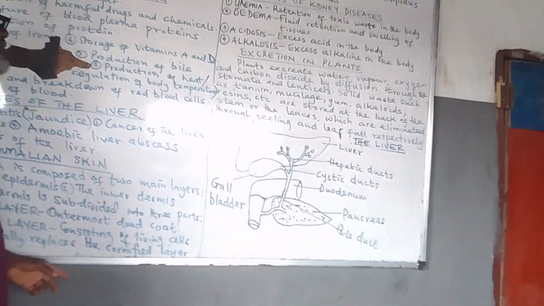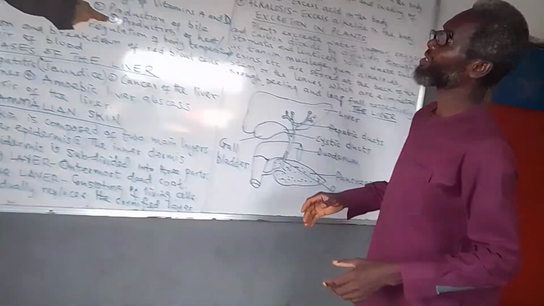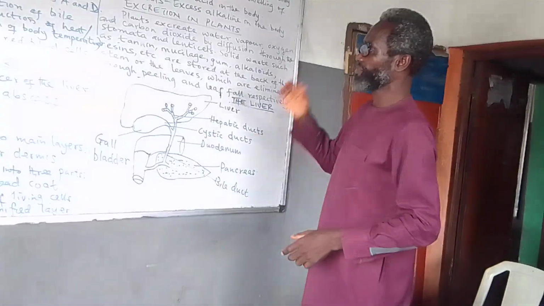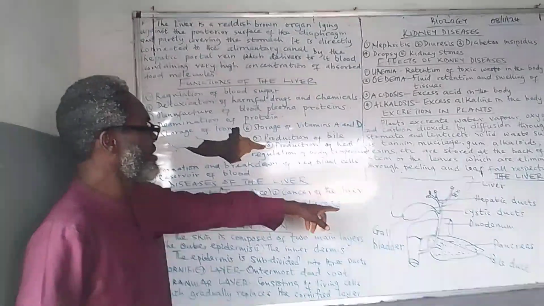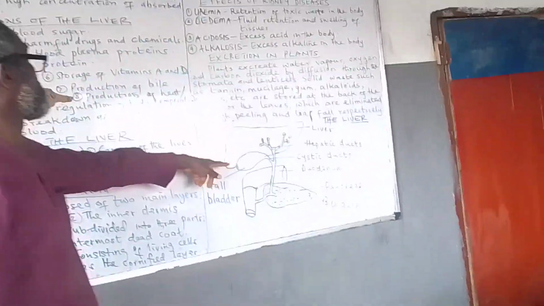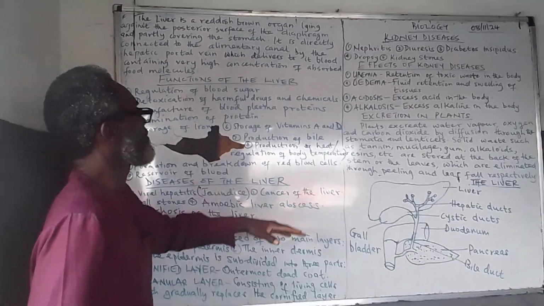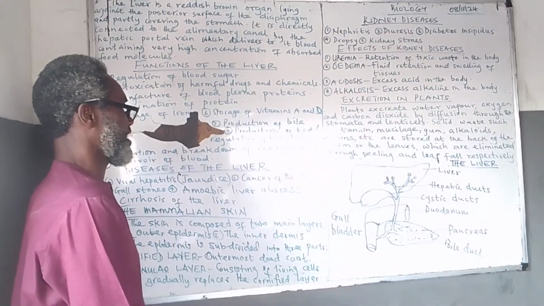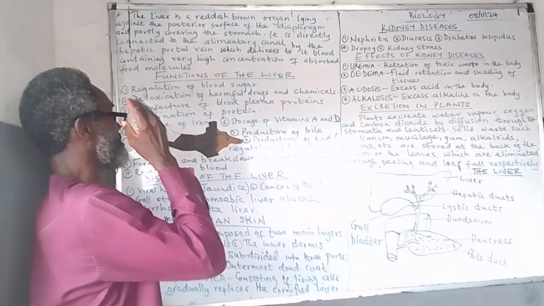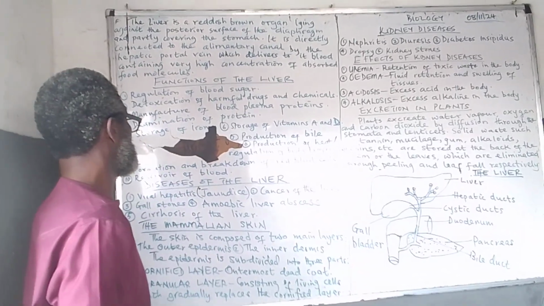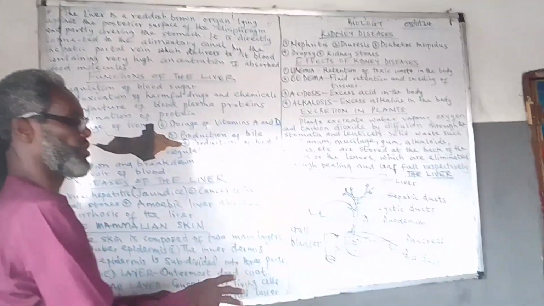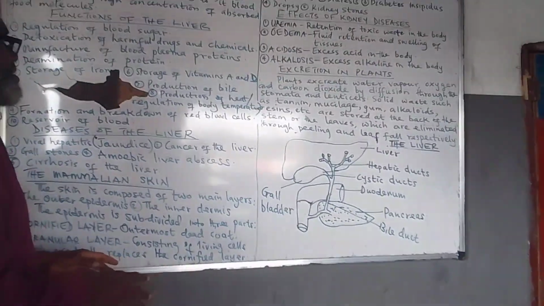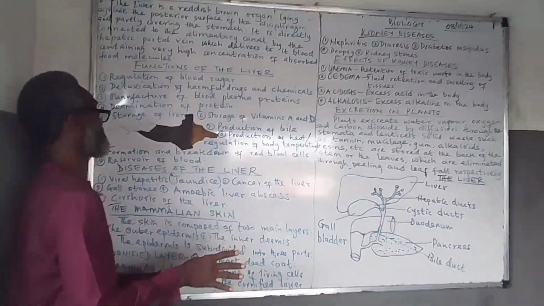So what happens here? You are looking at the liver, a reddish brown organ lying against the posterior surface of the diaphragm. The diaphragm is somewhere around there. So the liver is lying against the posterior surface and partly covered by the stomach. Now we did not show the diagram of the stomach, but the liver is actually partly covered by the stomach.